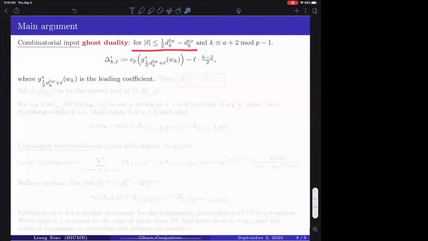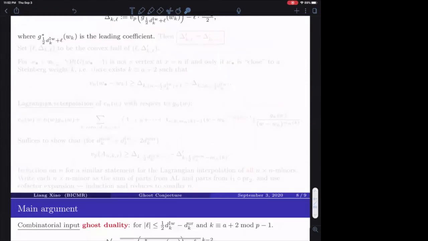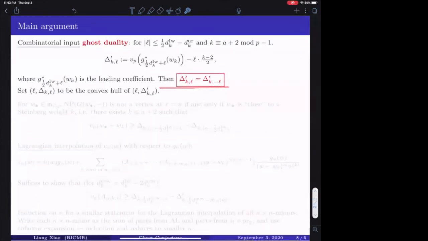If I take my l to be in between negative this thing and positive this thing, then I can define the p-adic valuation of the ghost series evaluated at w_k. But this is where the ghost series has a zero at this w_k. So I take the leading coefficient by removing all these factors of the form w minus w_k, and I take the p-adic valuation of that. And I normalize this by minus l times (k minus something) over two. Then the surprising thing is that this delta prime is symmetric if you replace l by minus l.